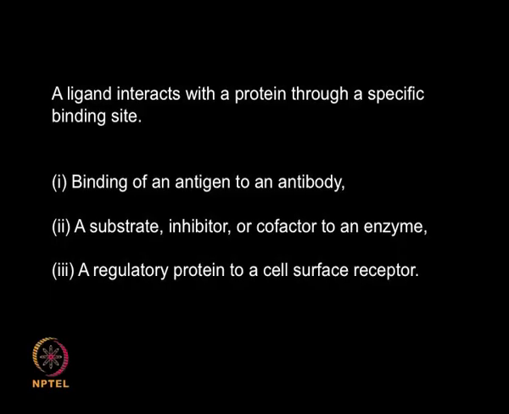So what happens? A ligand interacts with the protein through a specific binding site. So you can have a binding of antigen to an antibody, we can have a substrate or an inhibitor or cofactor binding to an enzyme, a regulatory protein to a cell surface receptor. So there is a receptor in the cell surface, here is a protein which binds to that. So we can have an antigen antibody interaction or an inhibitor enzyme interaction or a regulatory protein cell surface interaction. So all these types of processes may be taking place during an affinity chromatography operation.